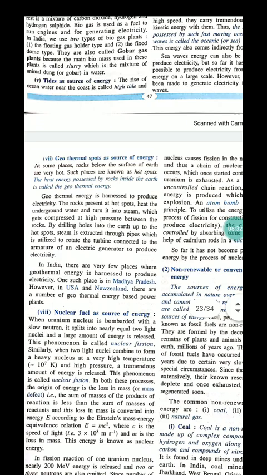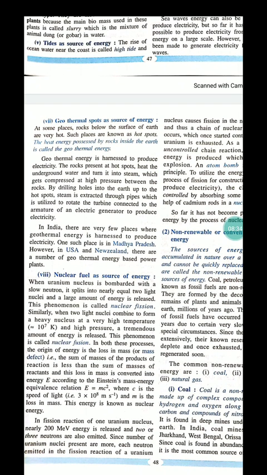Now nuclear fuel. When a uranium nucleus is bombarded with slow neutrons, it splits into nearly equal light nuclei and a large amount of energy is released. This phenomenon is known as nuclear fission.